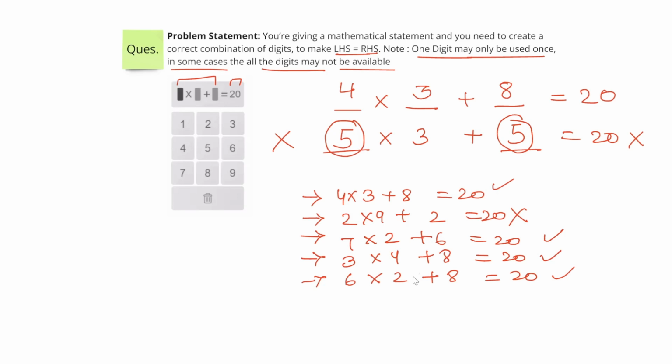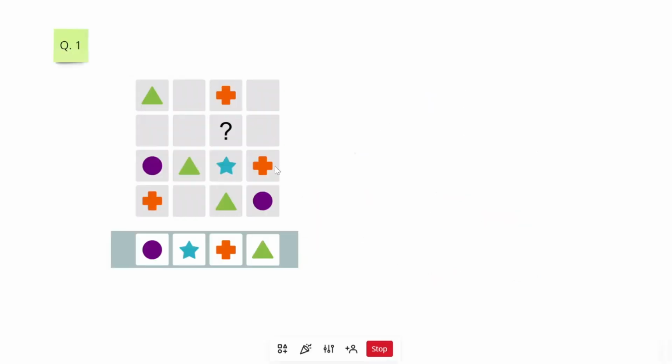Let's now move on to the next question. Let's look at this question. We have a question mark in the second row, and we need to see which of these options will come in the place of the question mark. First of all, we have to eliminate all the ones which are there in the same row or same column. Plus is already there in this column, so plus cannot come twice. So definitely in the place of the question mark, plus cannot come.